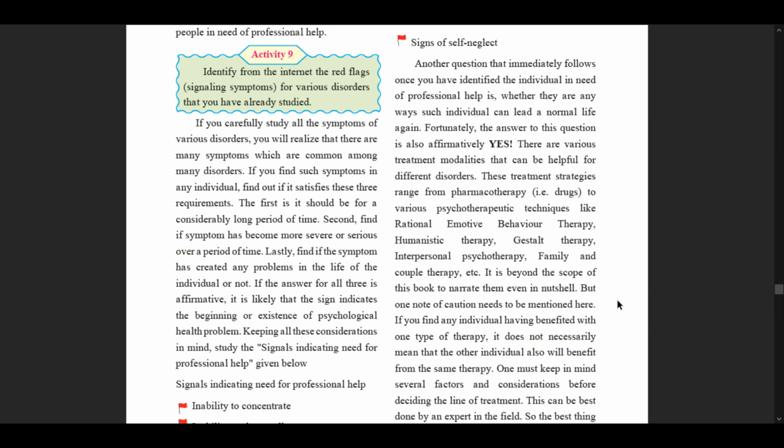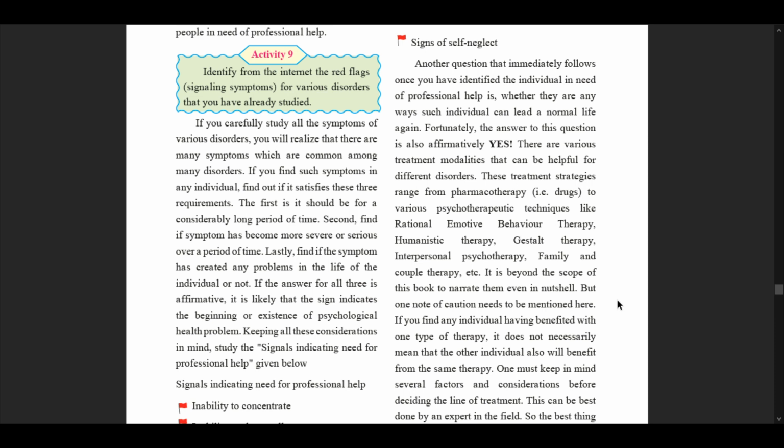And the next sort of therapy is family and couple therapy. This therapy is done under the guidance of a trained psychologist, or an individual is invited to an intervention kept by the family and his or her loved ones. So this was our family and couple therapy, and there are ample other therapies that are not mentioned in the book, so etc. is mentioned there. It is beyond the scope of this book to narrate them all, even in a nutshell.